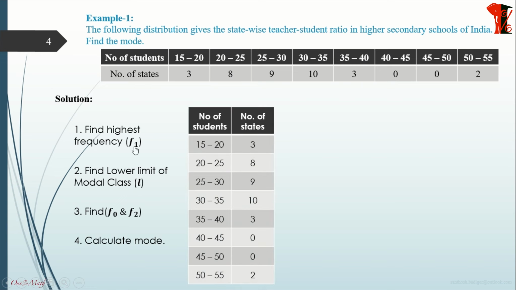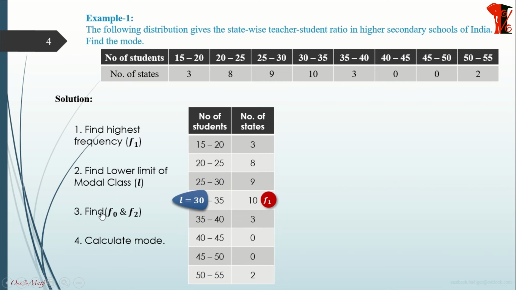We have to find the highest frequency, correct? So let us find that. In all these numbers, the biggest number is 10. That means this is F1. Then I need to find the lower limit of the modal class. What is the modal class? The class interval which contains the highest frequency is the modal class. So that's the modal class and its lower limit is going to be the L value.